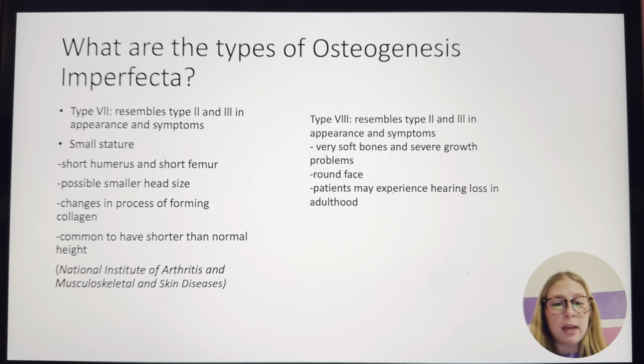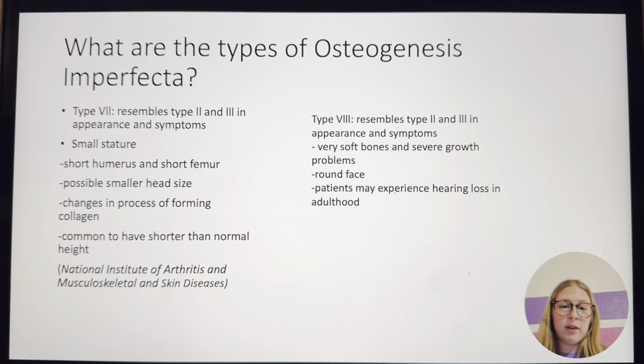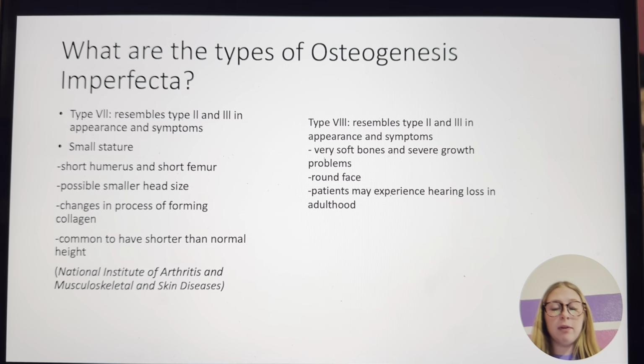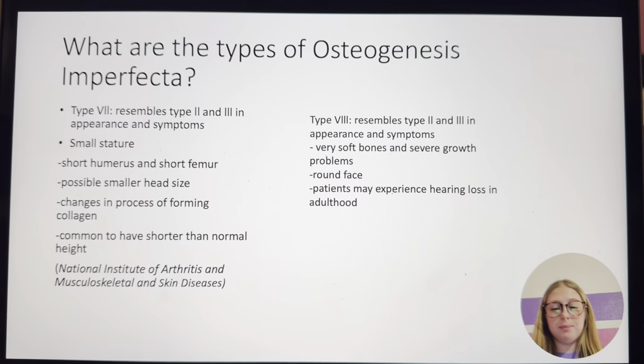And then type 8 resembles type 2 and 3 in appearance and symptoms. They have very soft bones and severe growth problems. They have a rounded face, and they may experience hearing loss also.